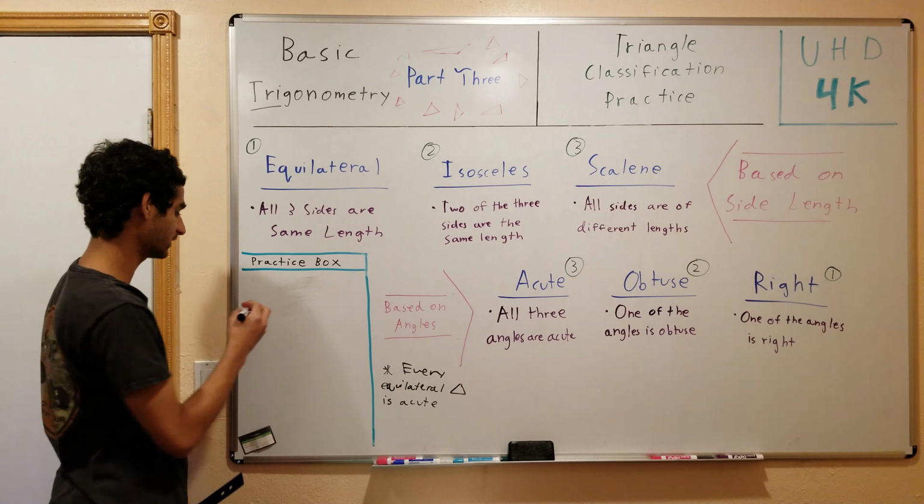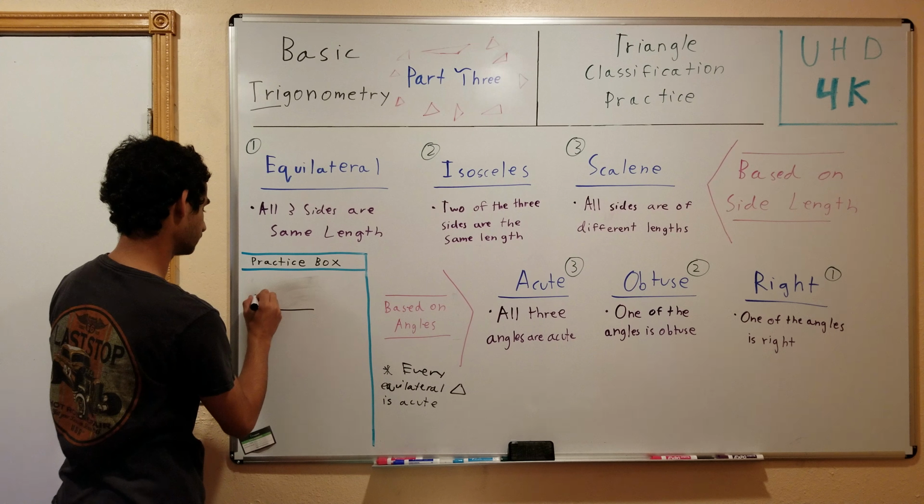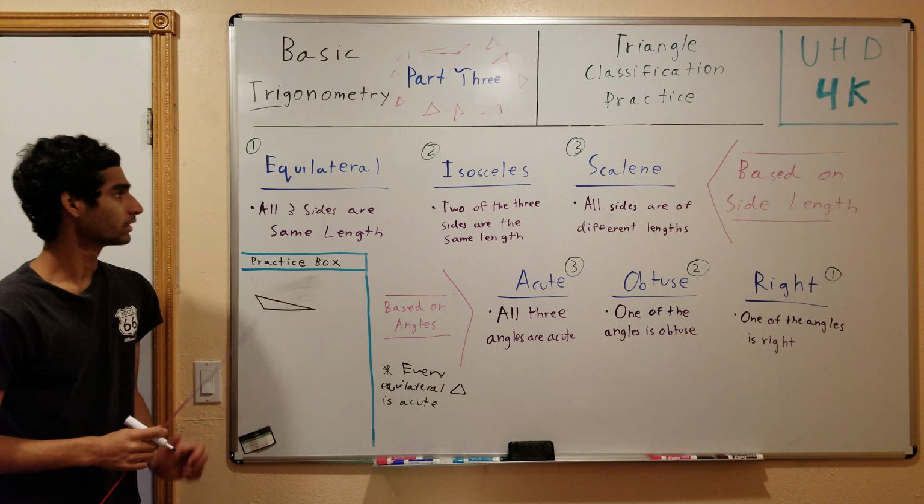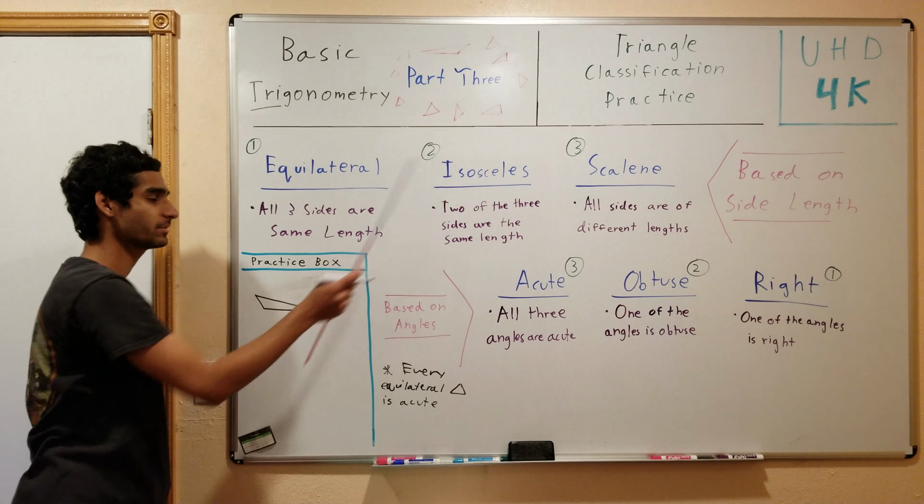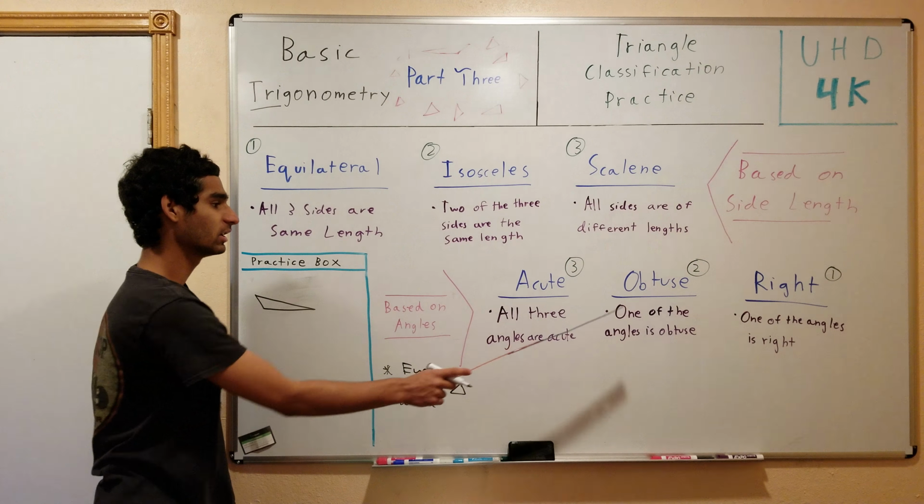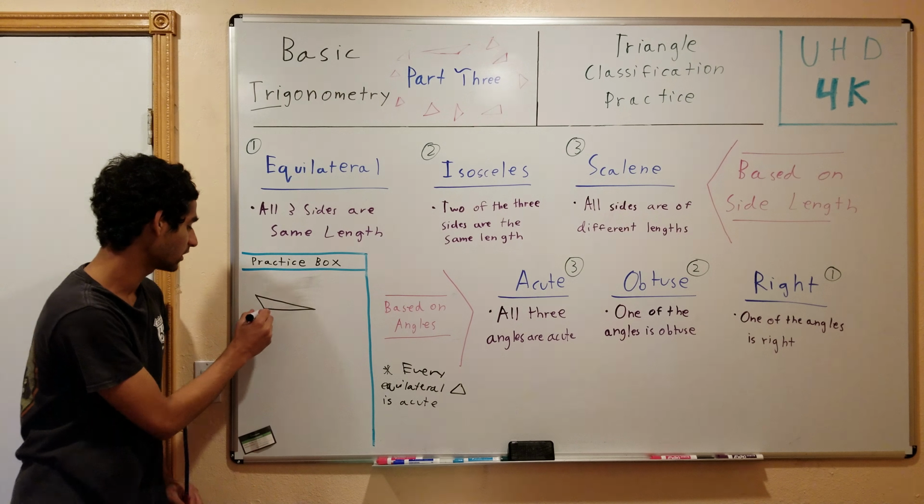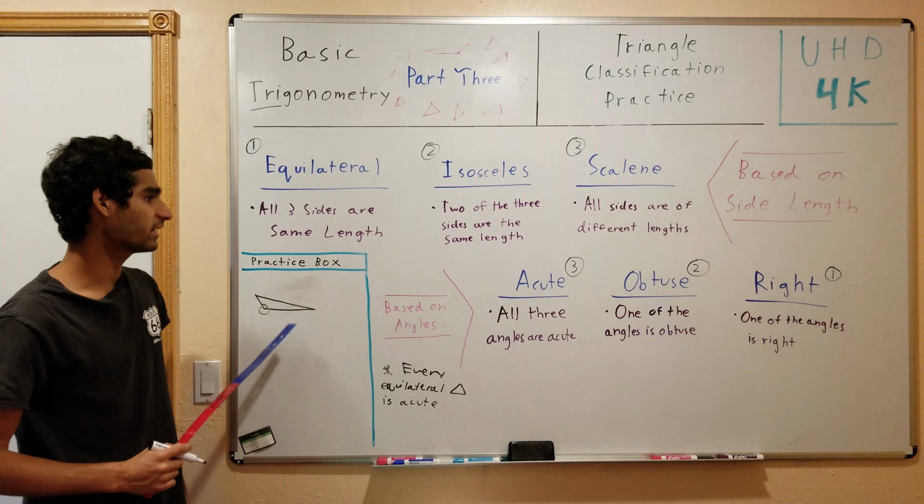How about this? This is not equilateral nor isosceles because the sides are different lengths, so it has to be scalene. This is not a right triangle because there is no right angle, but there is an obtuse angle over here. So this is an obtuse scalene triangle.